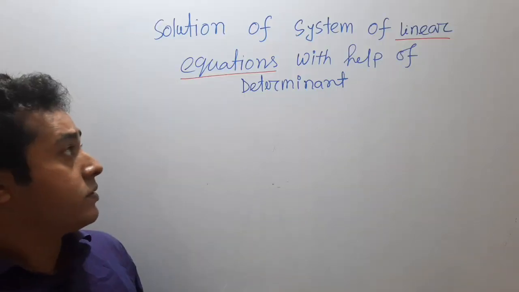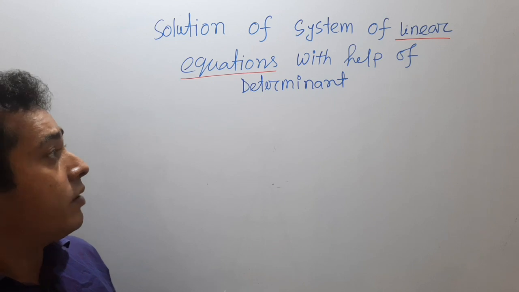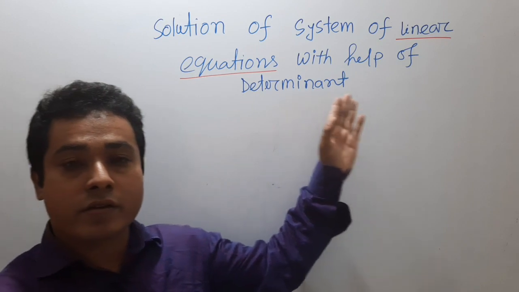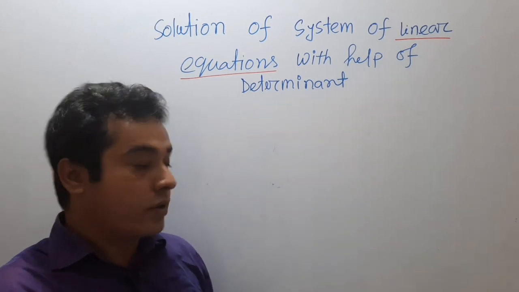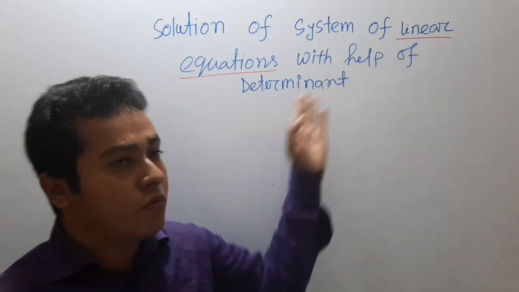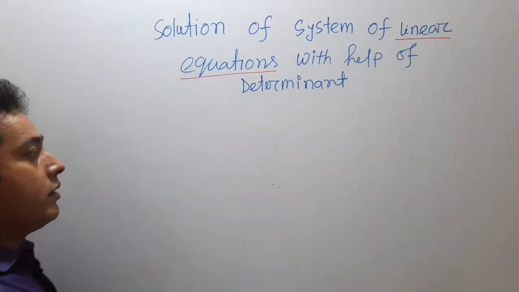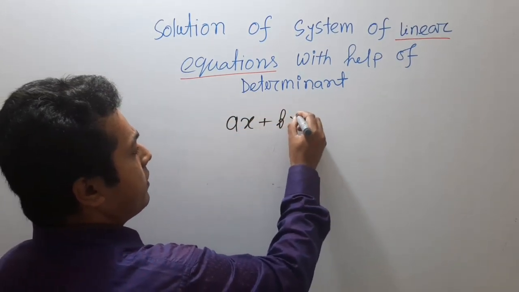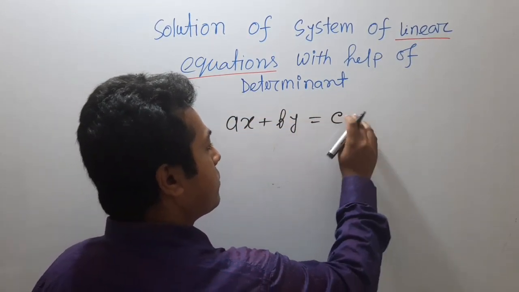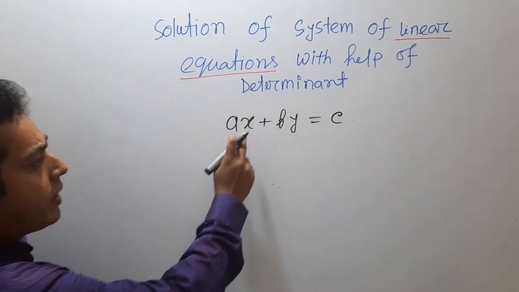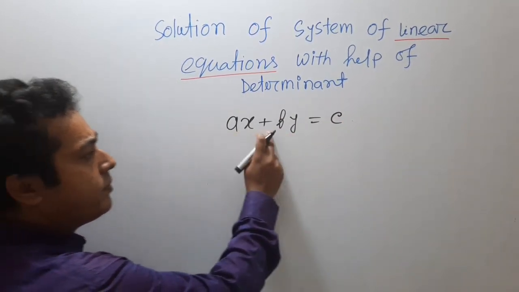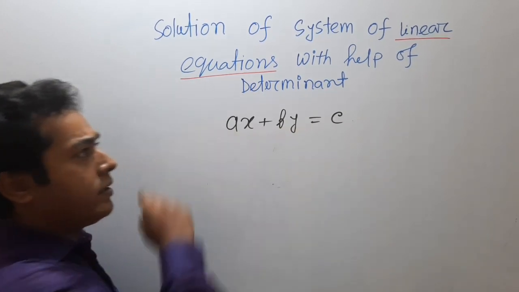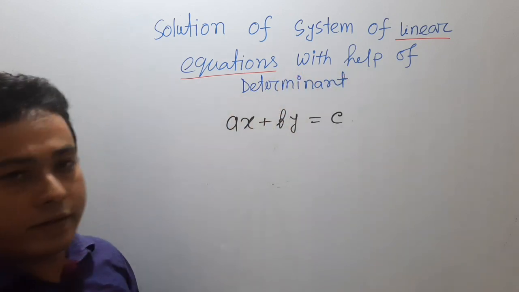Our today's topic, solution of system of linear equations with the help of determinant, and this solution method is called Cramer's rule. At first, before solution, we have to know what is a linear equation. The equation is in the form of ax plus by is equal to c. This is called a linear equation, where x and y are variables and a, b, c are constants. And multiple linear equations is called a system of linear equations.